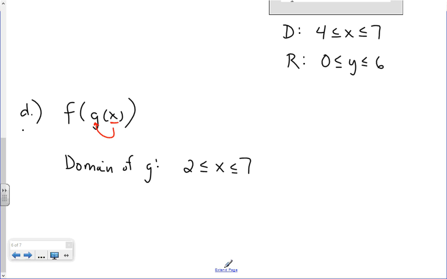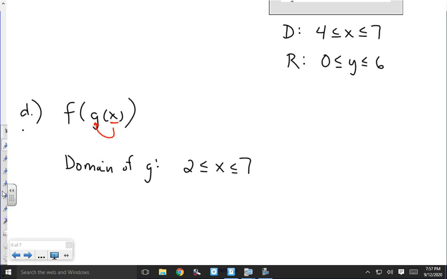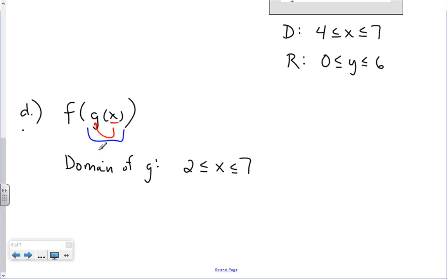Can't plug in anything outside of the range from, or the domain from 2 to 7. Now, the next thing you're going to do is take that result. I'm going to take this whole result and plug that into function f. But notice I'm not plugging x into function f. I'm plugging g of x into function f.